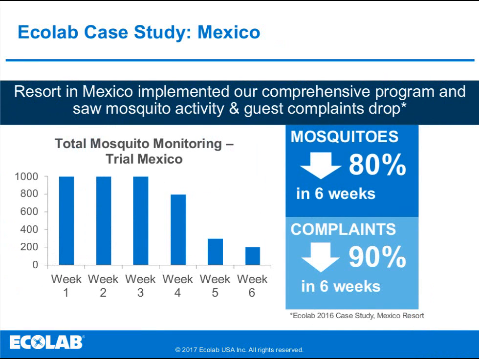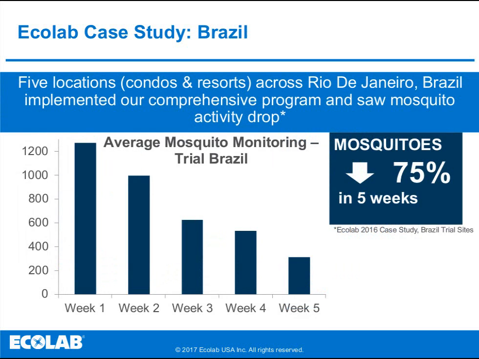I have a couple of case studies that I just want to mention here. The first one was conducted in Mexico in 2015, where mosquito activity was monitored by placing adult mosquito traps in those key areas that I just mentioned, where people are often present outdoors. And when we implemented the three-step program, we saw mosquito activity in the area decrease by 80% and customer complaints reduced by 90% just within the first 6 weeks of initiating the program. This location continues to be satisfied with the results of this study and the ongoing services that are provided by Ecolab.